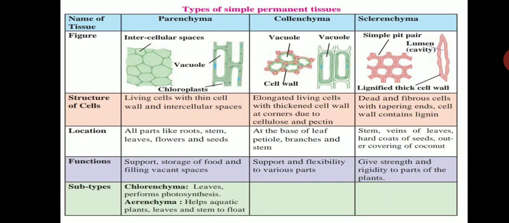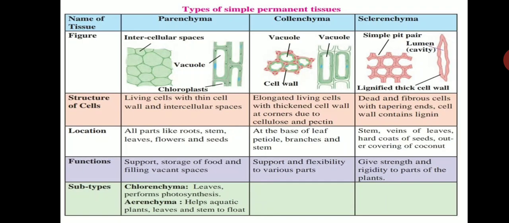And the last one, sclerenchyma. These tissues consist of dead and fibrous cells with tapering ends, and the cell wall contains lignin molecules. In case of collenchyma, there is a formation of cellulose and pectin in the cell wall, but in case of sclerenchyma, the cell wall is made up of lignin molecules, and these cells are dead cells.